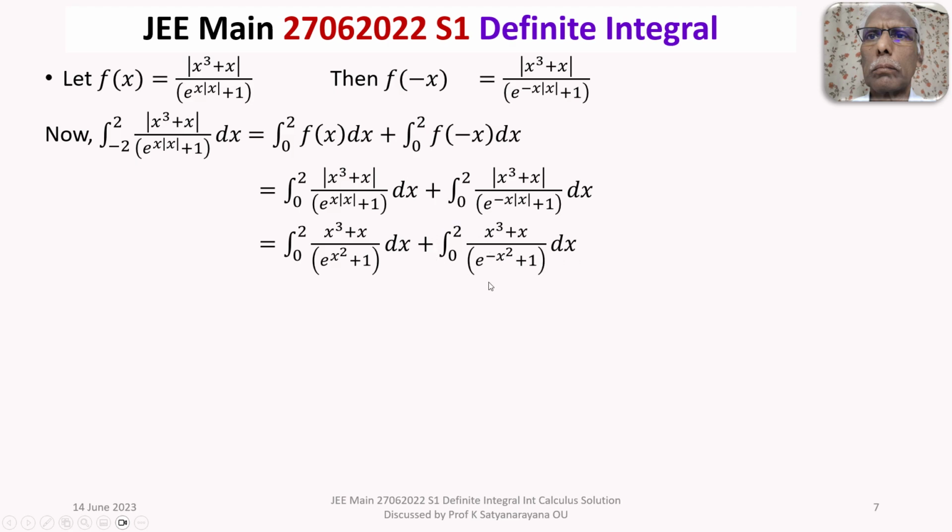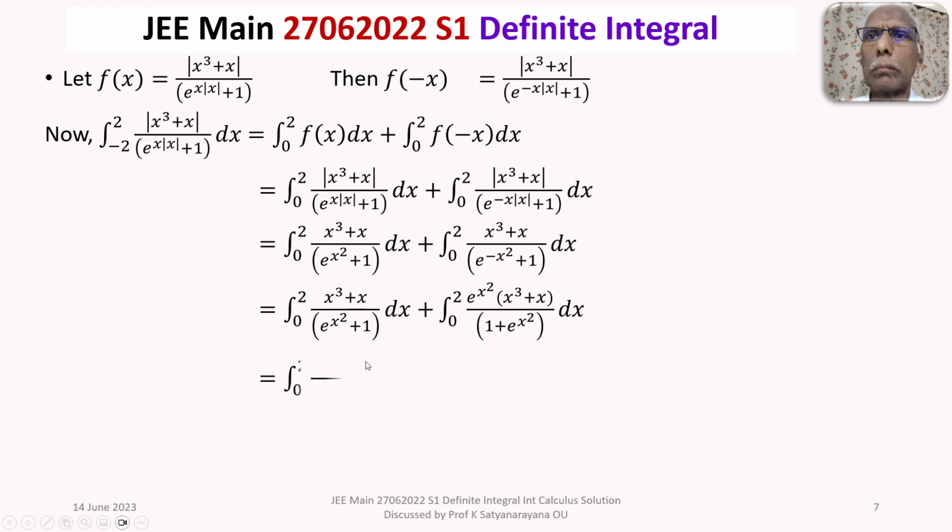Right. So in the second integral, multiply numerator and denominator by e^(x²). When you multiply, the numerator will be e^(x²) into (x³ + x), and when you multiply e^(x²) with e^(-x²), that will be 1, plus 1 times e^(x²) is e^(x²). Then the first one is as it is, the second one will become this one. Note down the denominator is same in both the integrals.